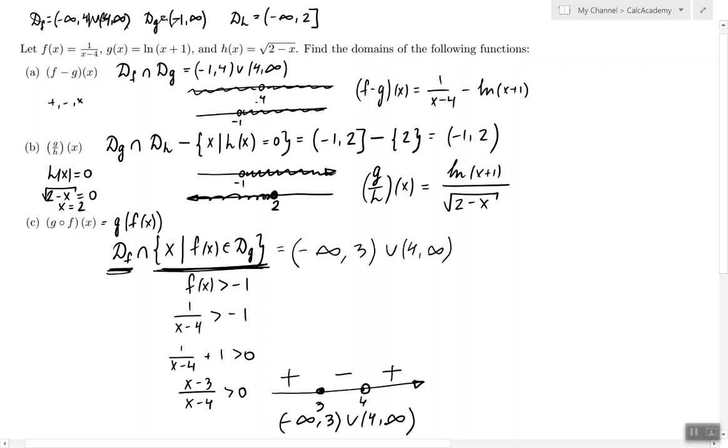Now alternatively, we could have just plugged f into g, and without simplifying anything, considered all the constraints. So that would of course give us the same exact answer.